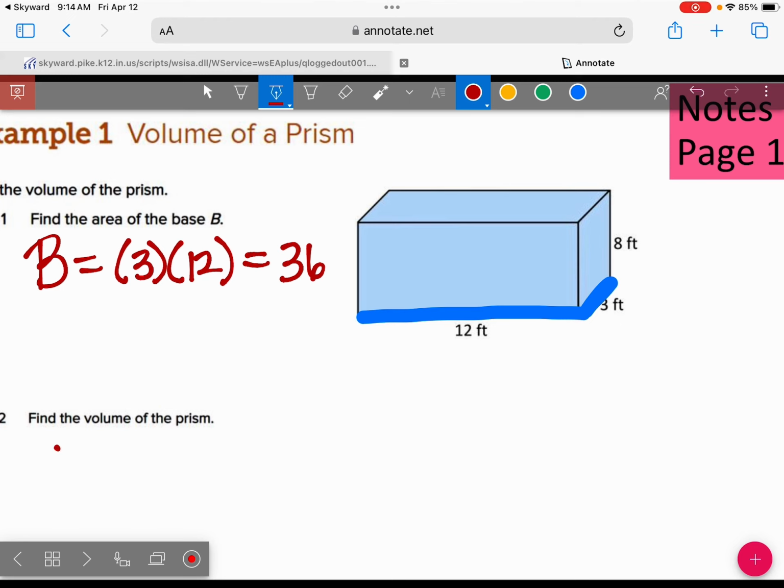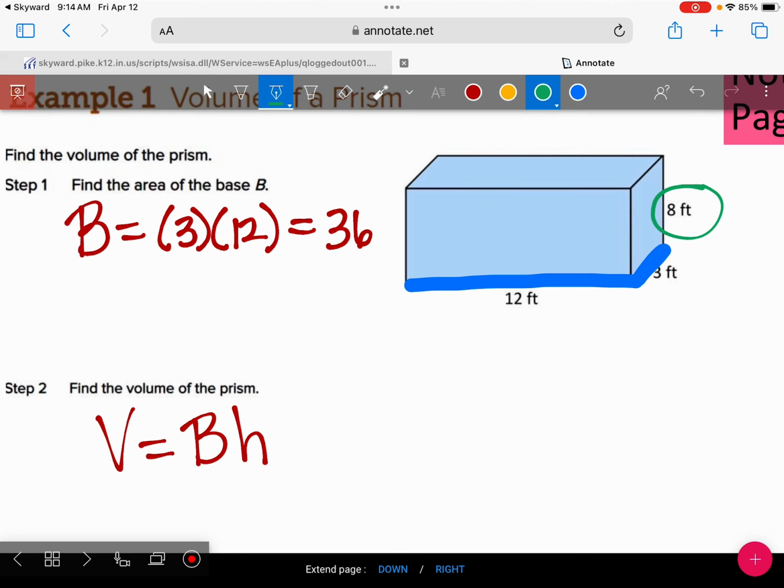So we got 36. And now to find the volume, we just take the area that we just got and multiply that by the height. So how tall is the box? 8. So it would be 36 times 8. Which is 288.